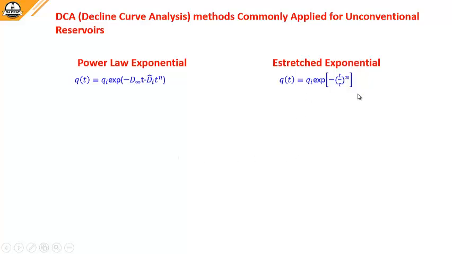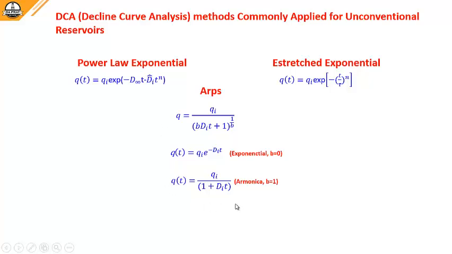Okay, now we're going to enter decline curve analysis methods, which are commonly applied for unconventional reservoirs. The power law exponential, the equation is defined here for the flow rate. The stretched exponential here. The ARPS, which has been used since 1946, not for conventional reservoirs actually.